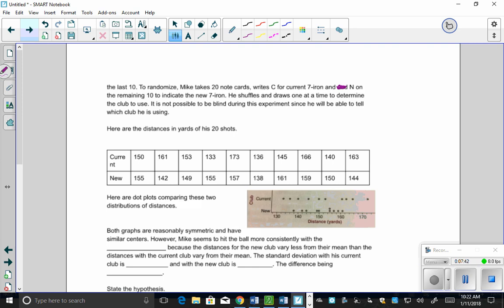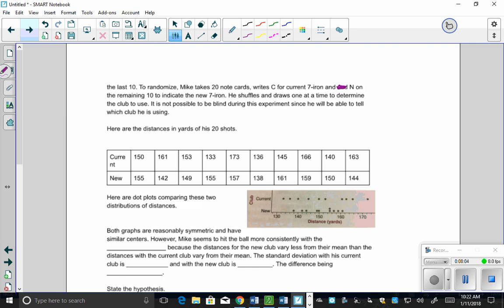It is not possible to be blind during this experiment because he'd be able to tell which club he was using. So remember, when you're being blind in an experiment, that means you don't know what treatment you're receiving. So if you look at the table, here are the distances in yards for 20 shots, current and new.